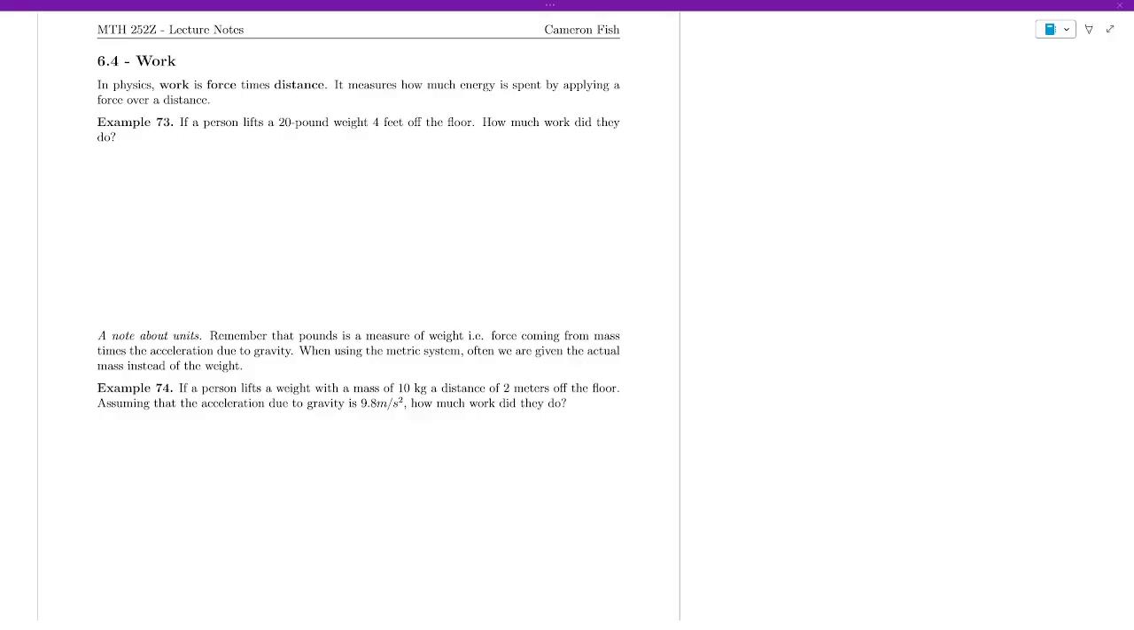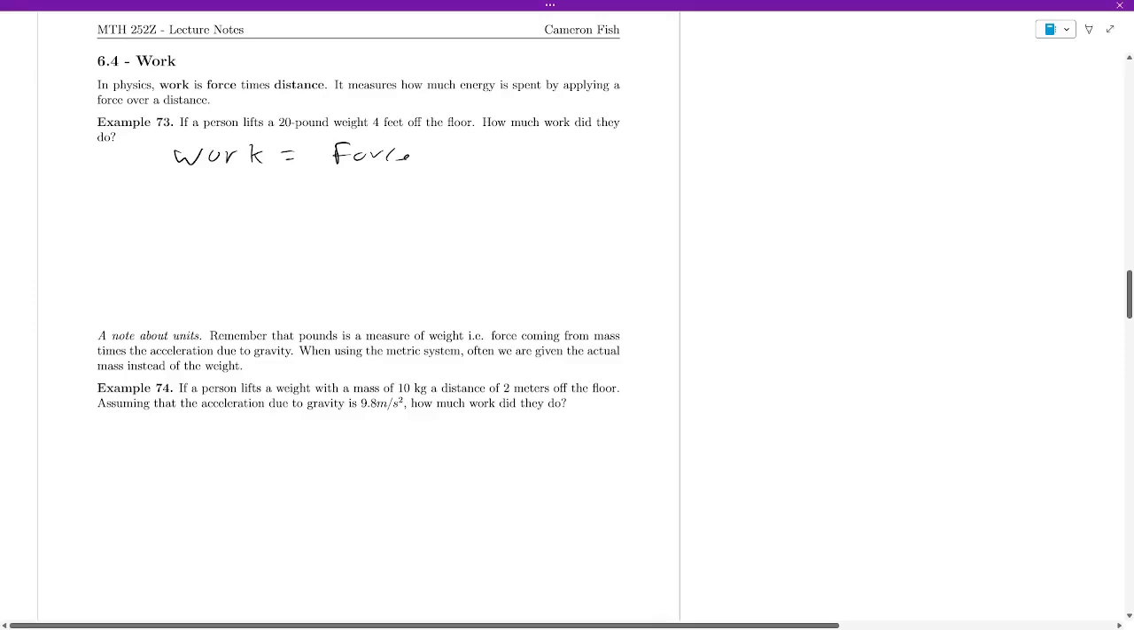So let's recap what we mean by work, force, and distance. Work is just force times distance. It's a measure of how much energy is spent when you apply a force over a distance. So let's see the example right away. If someone lifts a 20-pound weight 4 feet off the floor, how much work did they do? Well, the work is the force times the distance.